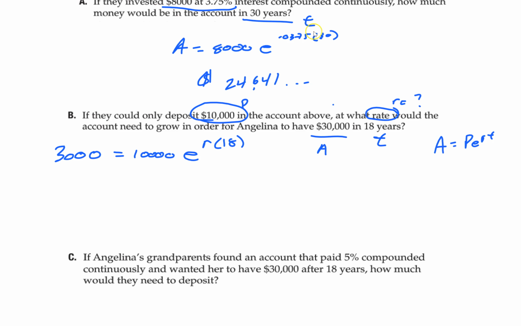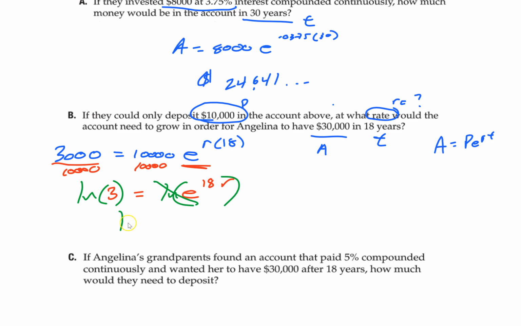Last time I just plugged in and got my answer. This time, I've got to solve for R. I've got to get rid of that e here. So what I'm going to do is get the e by itself, like we always do. Divide by 10,000. So this is 3 equals e to the 18R. Now we've got to get rid of that e. Remember the way we get rid of e? Take the natural log of both sides.